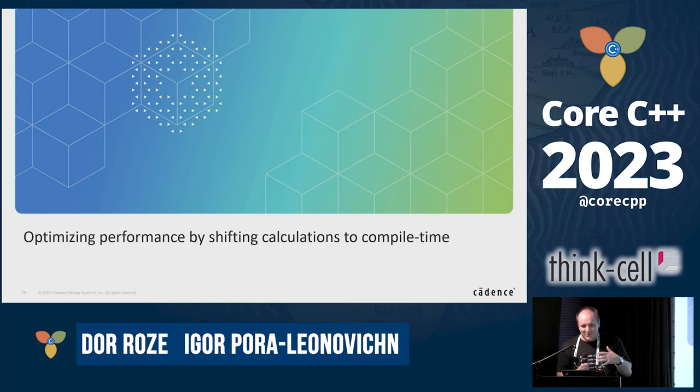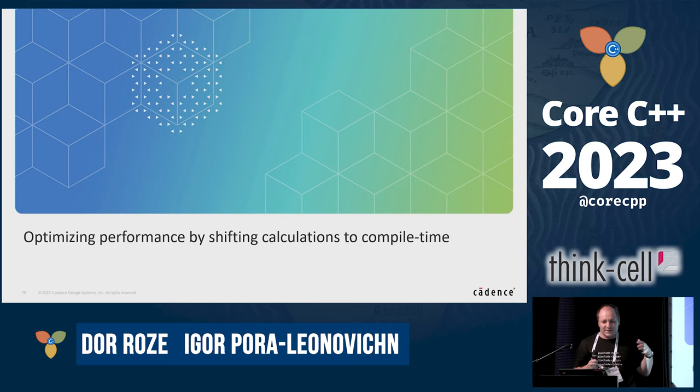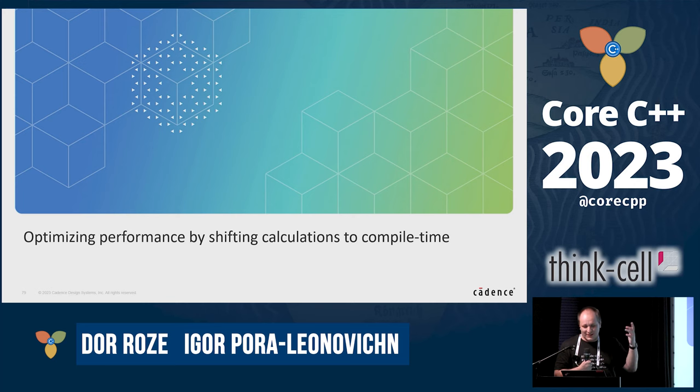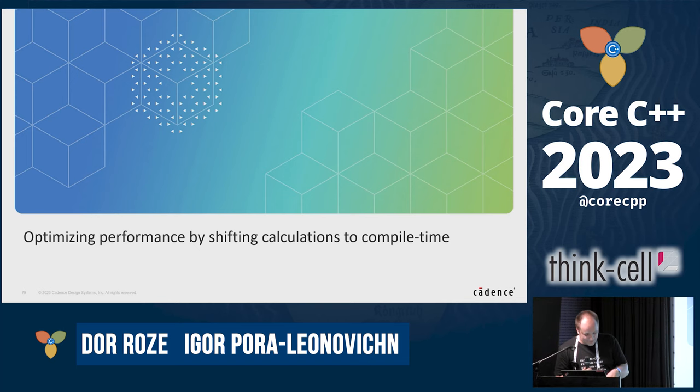The fastest way to do something is not to do it at all. So if we can do it once during compilation and not recalculate the same thing again during runtime, we can potentially save a lot of time. Just returning the result is much faster than calculating the result. So let's see what C++ provides us to force the compiler to do calculation at compile time instead of runtime.